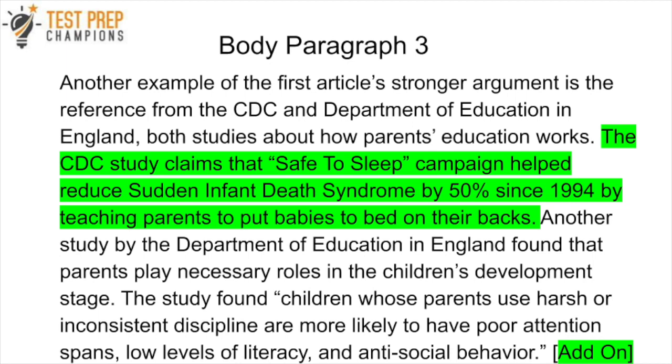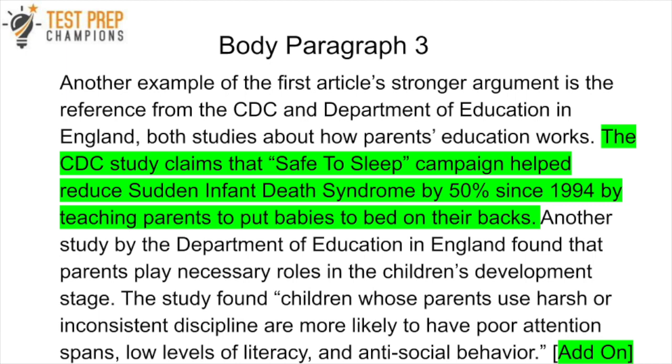And also I put a little note here at the end. It says "add on," and I've highlighted that in green. And the reason is because I think you could strengthen this by just adding one more sentence here just to draw more of a direct connection between the study that you're referencing in your last sentence here where you say the study found, quote, "children whose parents use harsher inconsistent disciplines," etc., etc. I think that study makes a good point. I think it's kind of an implied point here.